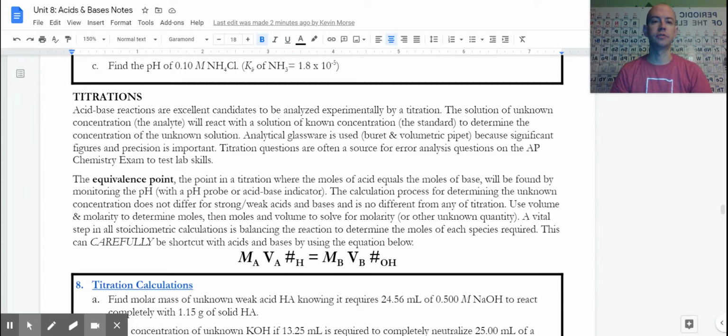Thinking about neutralization reactions and acids and bases as reactants naturally leads us to titrations. Titrations can involve lots of different types of reactions, precipitations, redox, but they're most common with acid-base neutralizations. We have a known either acid or base, and we use that to analyze an unknown, either solid or solution, to find its moles, to find its molar mass, to find its molarity.